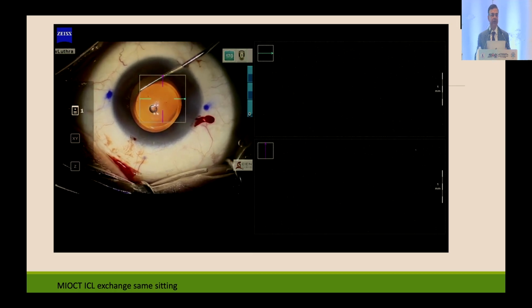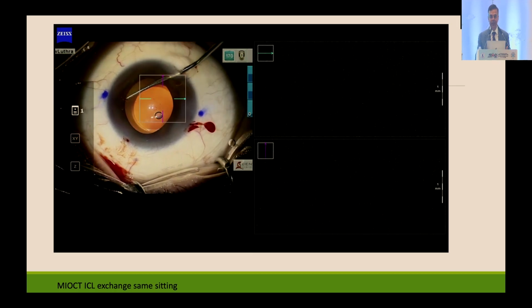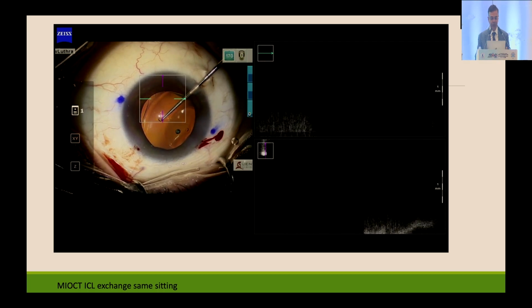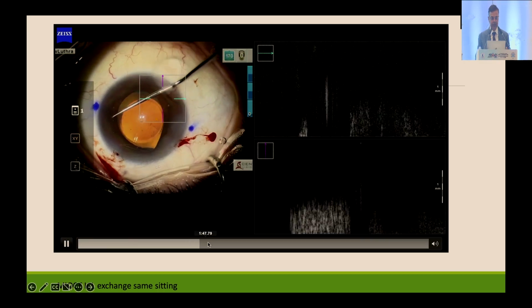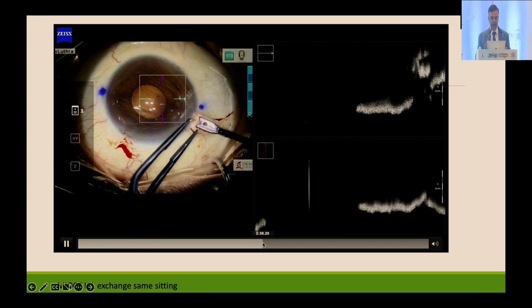So the intraoperative OCT can be a great tool in these rare patients, and we were lucky that we had both sizes available in the OT, the 12.6 and the 13.2. So we went ahead and explanted this ICL and replaced it with a 13.2 on table. And here we are getting the ICL out.